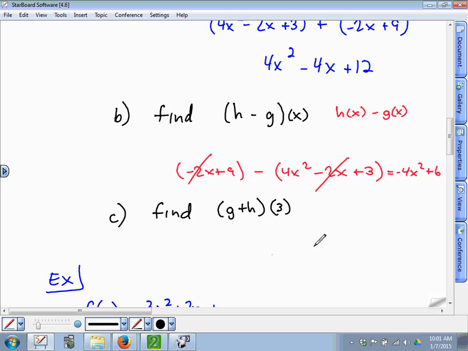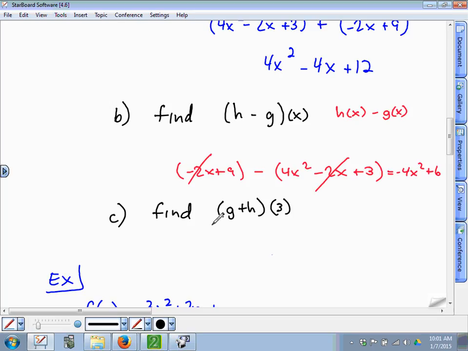You guys listening? You could plug a 3 into the h function, and then you could plug a 3 into the g function and add those two numbers together. Or you could add the two functions together and then plug a 3 into that combination. It's going to give you the same answer. You guys understand what I'm saying? Let me show you both ways.